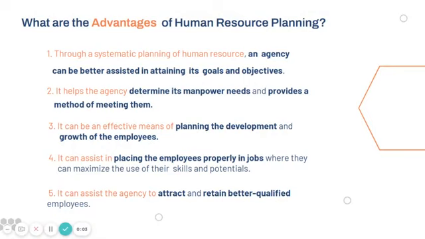The next question that we need to talk about is, what are the advantages of human resource planning? So there are 5 that are given. The first one, through systematic planning of human resources, an agency can be better assisted in attaining its goals and objectives. Second, it helps the agency determine its manpower needs and provides a method of meeting them. Third, it can be an effective means of planning the development and growth of the employees.